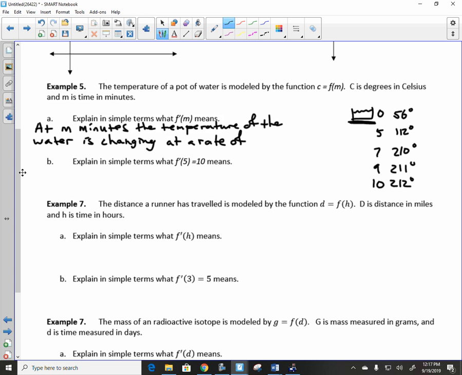As time changes, the temperature changes, right? Look here. As the time changes, the temperature changes. I should use m for minute maybe. I guess I could use C for Celsius. So at m minutes, the temperature of the water is changing at a rate of C degrees per minute.